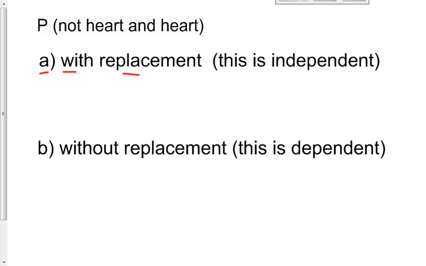Once I put it back in the deck, then what I'm dealing with is an independent event. The two answers have nothing to do in terms of relying on each other. I pick a card out of a deck, I put it back in. I still have a total of 52 cards in the deck when I choose my second one. This means it's independent. So probability, not heart, and heart will be just the 2 multiplied together.